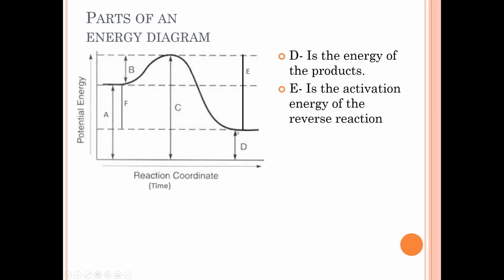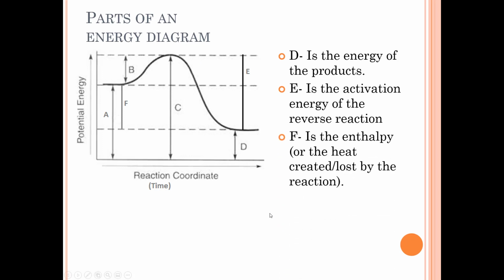So again, the reverse reaction goes this way over the hill. So starting from where we start, how much energy do you have to put in to get over that hill? That's your activation energy. And so this is the activation energy for the reverse, E here. F is the enthalpy. Enthalpy is delta H. This is also the heat created or lost in the reaction. It's like the energy in the system.